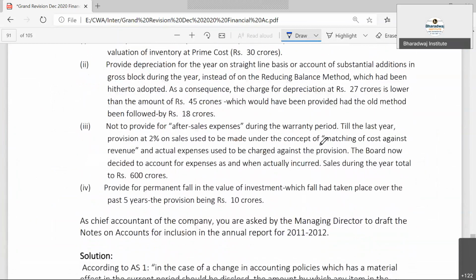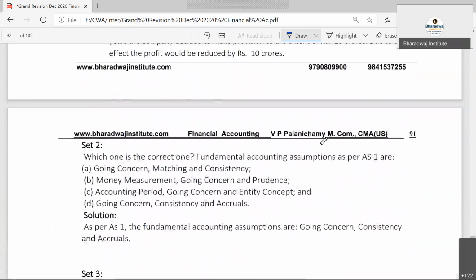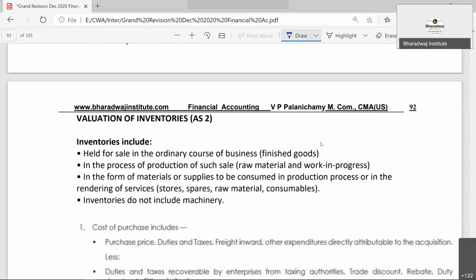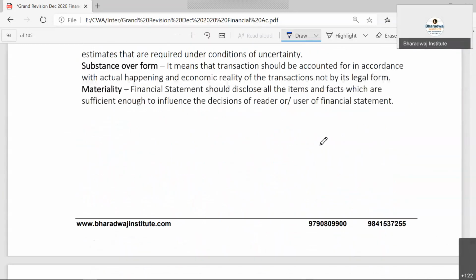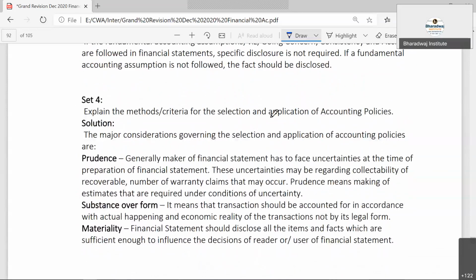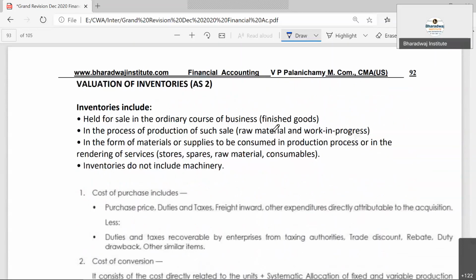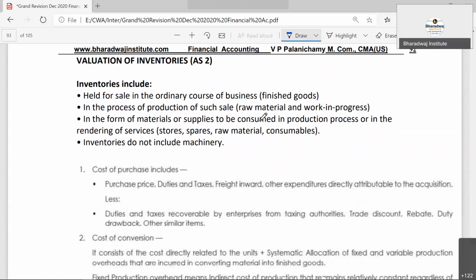Okay, so I've given the problems and solutions. You can just go through set 3, set 4 like that. These kinds of questions I already discussed in the class. We will move on to valuation of inventories. Having learned consignment, valuation of inventory is very simple.